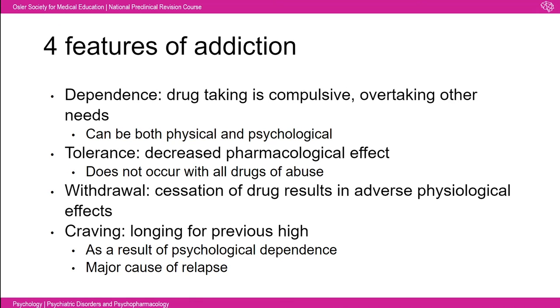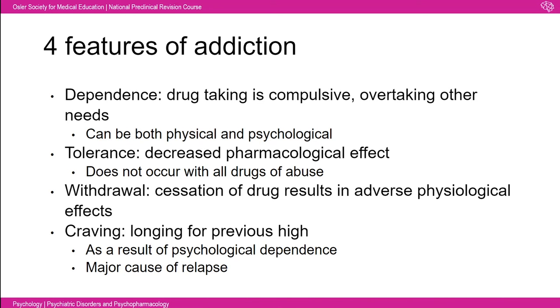So, four features of addiction. We can break it down into dependence, tolerance, withdrawal, and cravings. I'm sure you all have vague ideas of what these mean, but we'll just go through it anyway. Your dependence is the compulsive drug taking, which overtakes other needs. The dependence can be both physical and psychological, because as we'll see later, a lot of people who are addicted to alcohol and opiates have very physical requirements for those drugs after they become addicted.